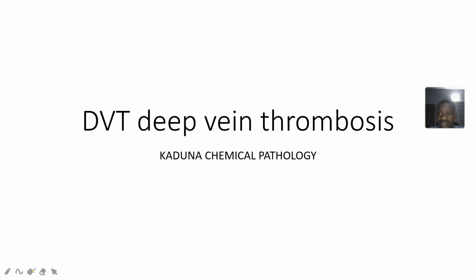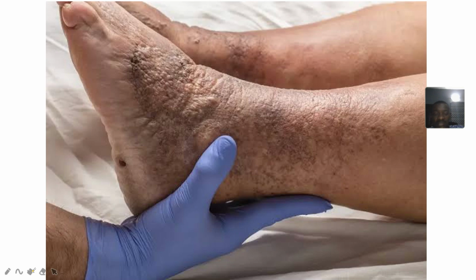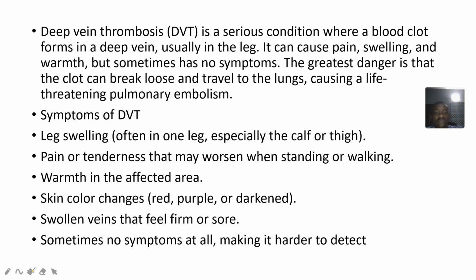We'll look at another abbreviation in chemical pathology that you are likely to always come across. And this is what is known as a deep vein thrombosis. This is DVT. Deep vein thrombosis. So for DVT, that's deep vein thrombosis.